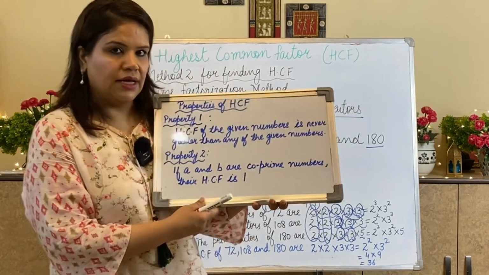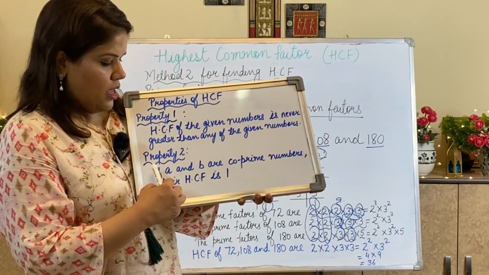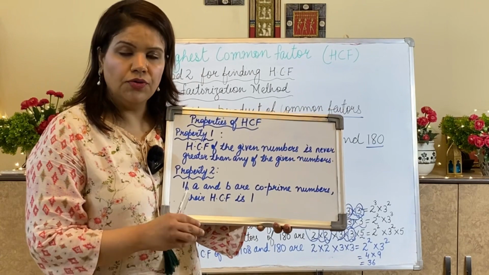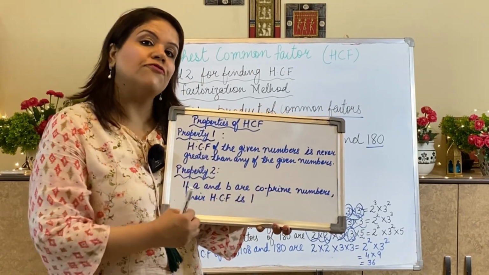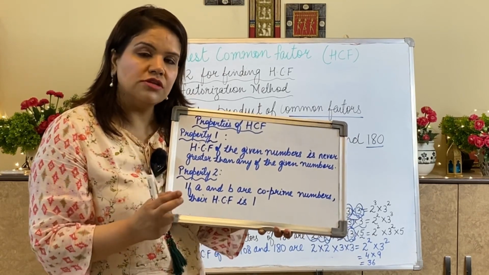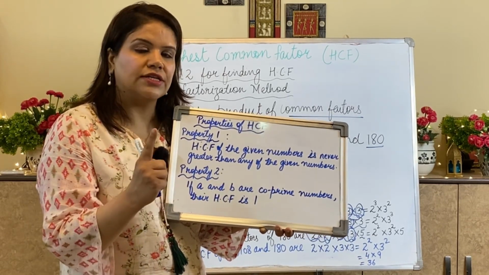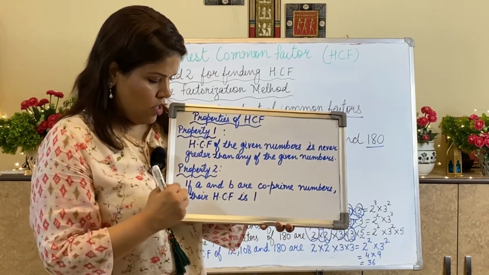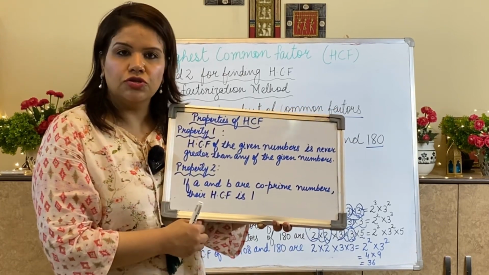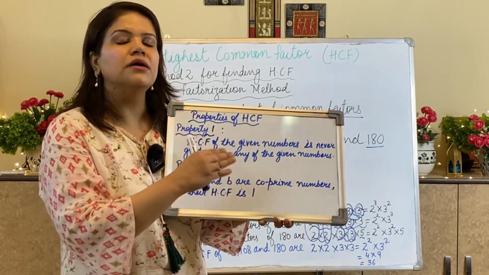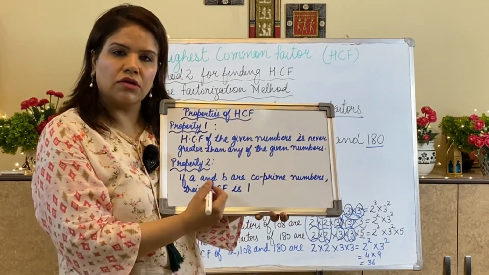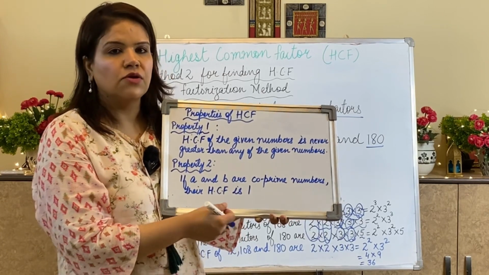And my second property is, if A and B are co-prime numbers, I have already introduced to you co-prime numbers, and if we are finding HCF of them, I told you that co-prime numbers are those numbers which have only one common factor, and that is only number 1. So their HCF will be also 1. So these two properties you should know about HCF. The numbers are always greater than the HCF, and the HCF of two co-prime numbers is 1.